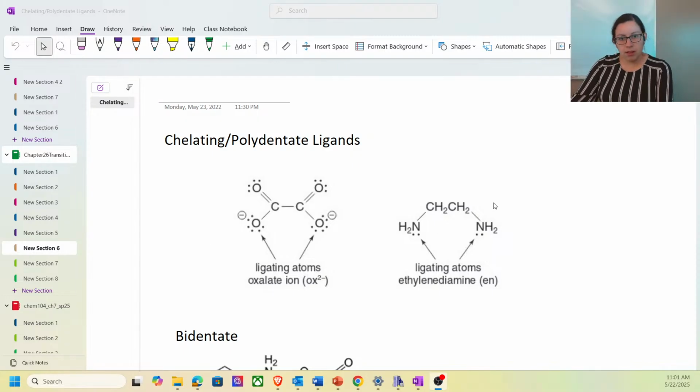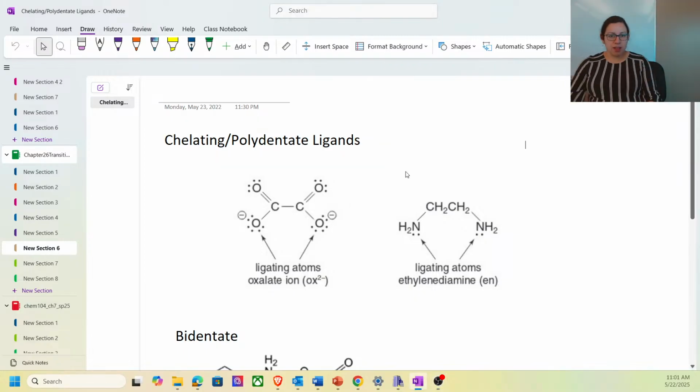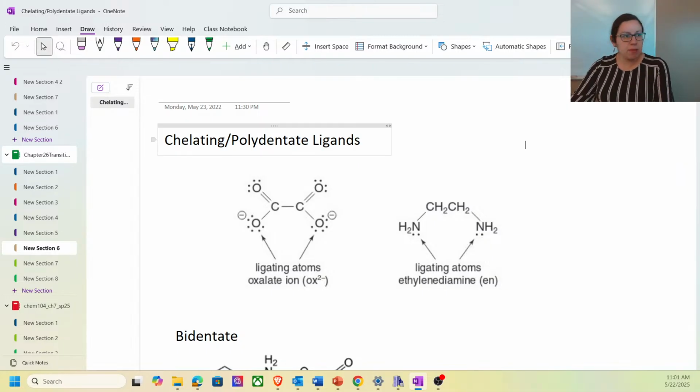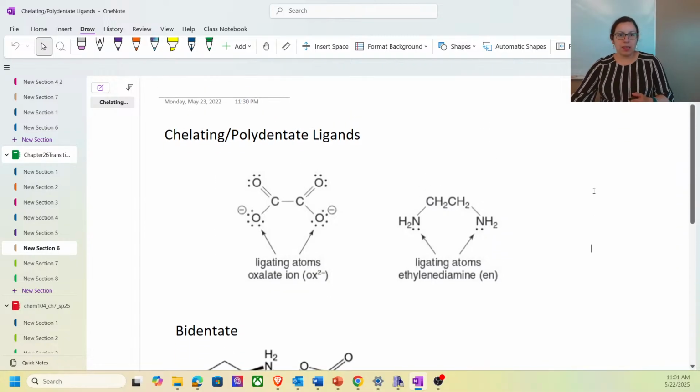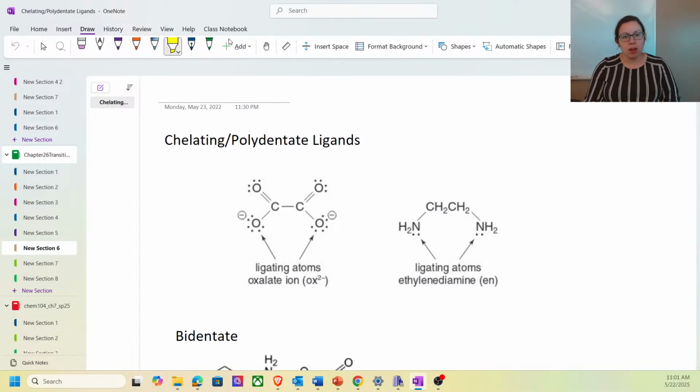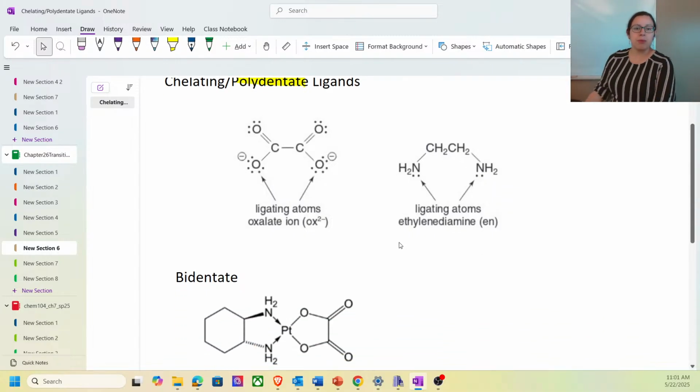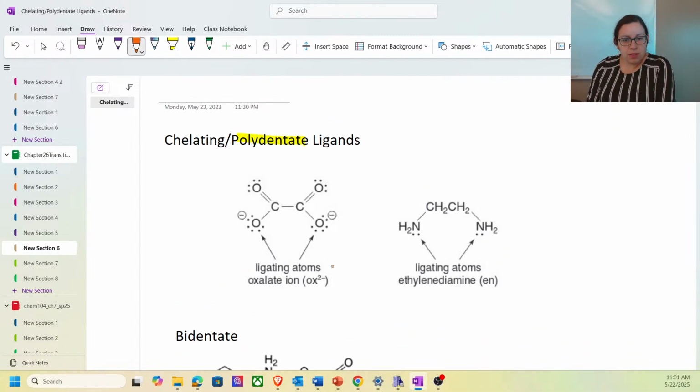All right, so let's continue with our chapter. Again, we're just appreciating these different types of ligands and how they bind. And so we have what are called chelating ligands. Sometimes you can also refer to them as polydentate, meaning that they attach at several points. We have a few examples here. This is, again, just another common ligand, this oxalate ion.